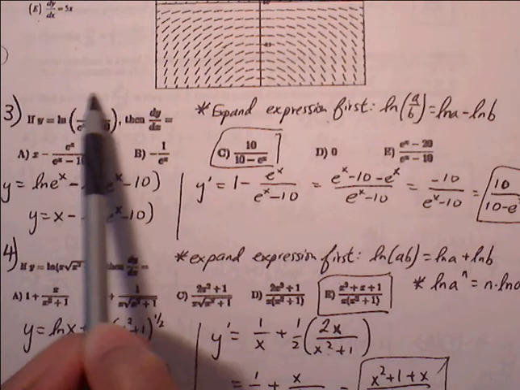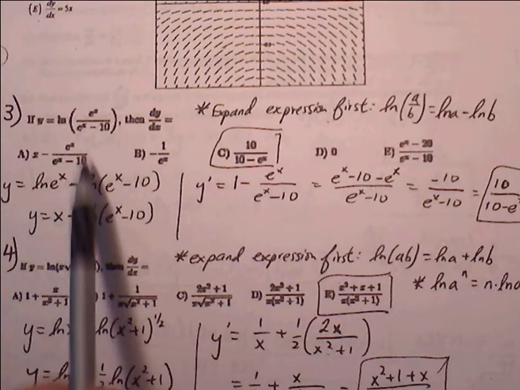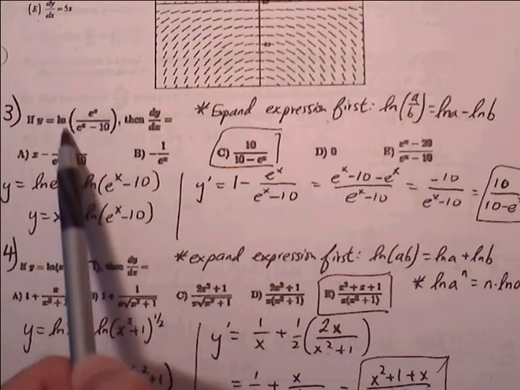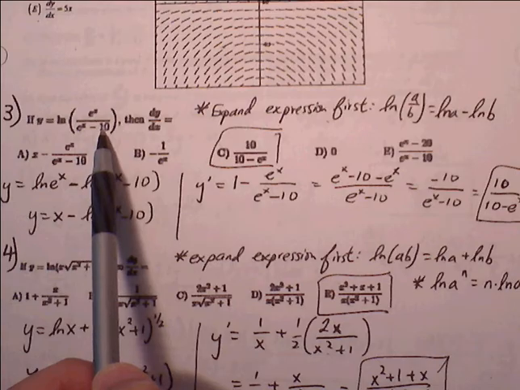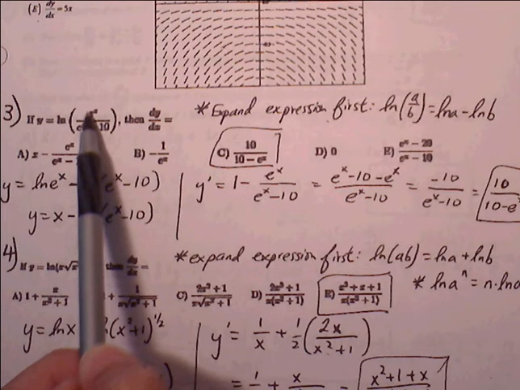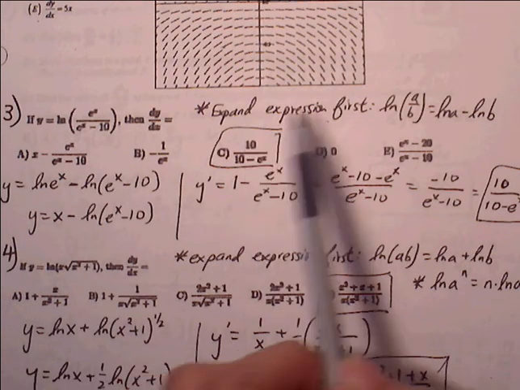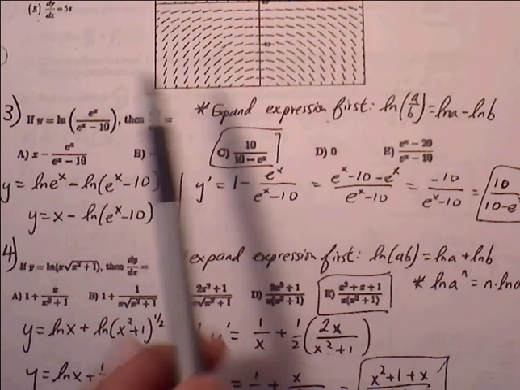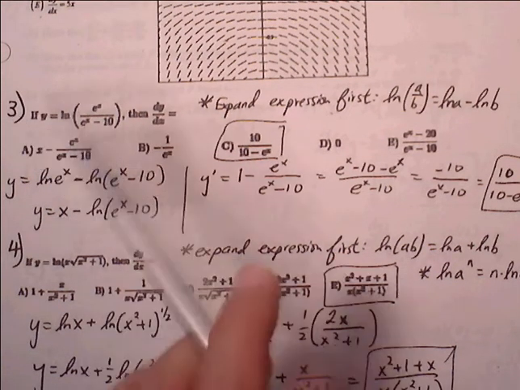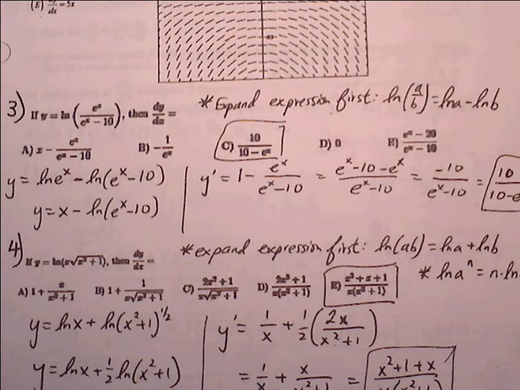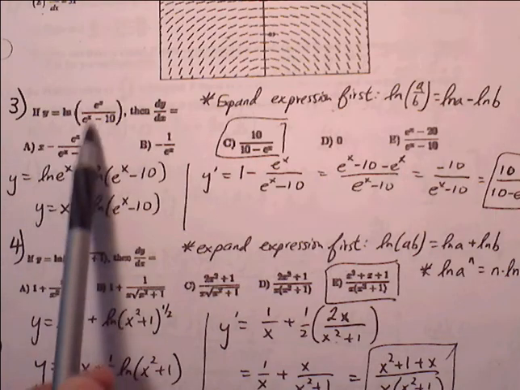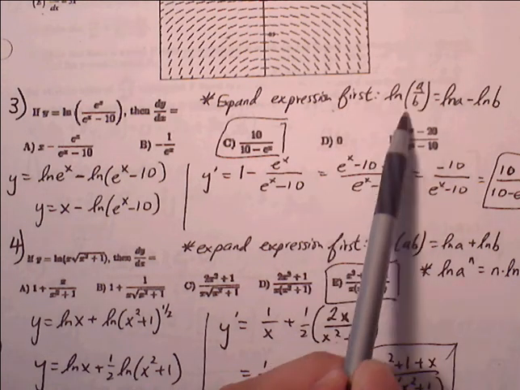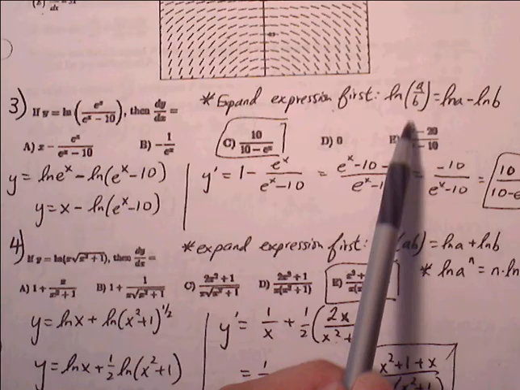So if we did jump directly into the derivative rule, which is u prime over u, that will require us to go through quotient rule, and that's going to be a bit messy. So if we can expand the expression first, then it'll make the next step with derivative a lot easier to work with. So notice that this is in the form of ln of a over b, which means that I can use the quotient property to expand this log expression.